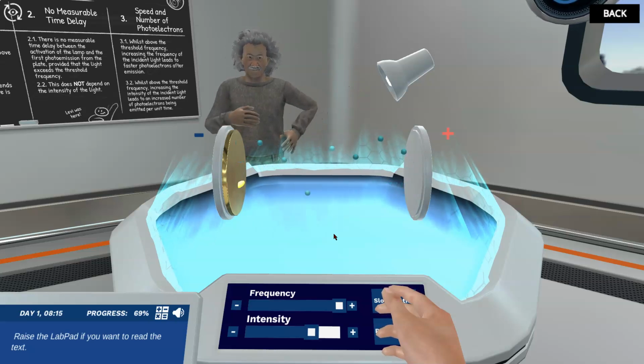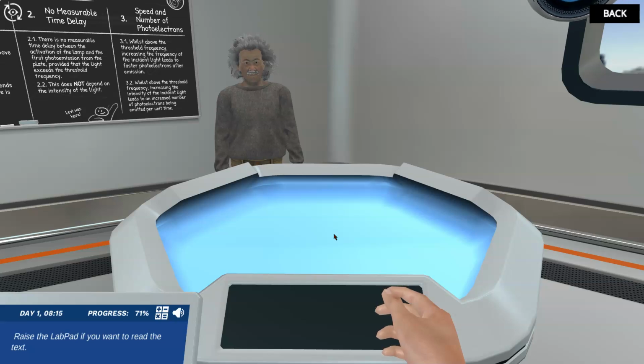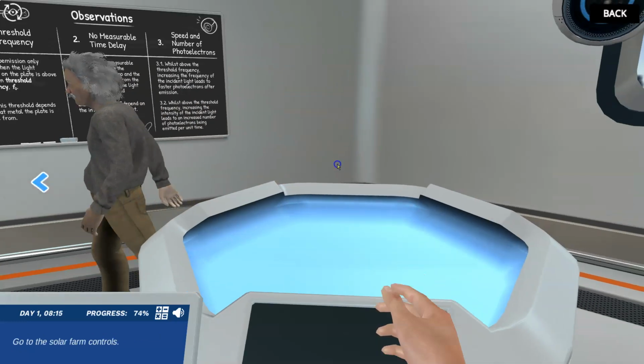Oh no, what happened, Dr. One? It looks like the machine is draining power from the lab. We need to hurry and set up the solar farm while we still have the chance. Head over to the solar farm controls.